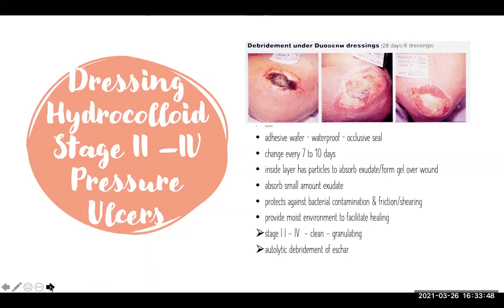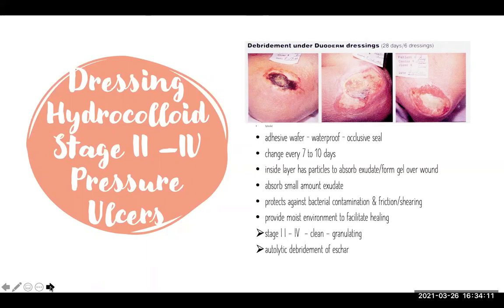So we want to leave the dressing on as long as we can to leave the wound bed undisturbed. We don't want to cause damage to the new fragile cells that are developing in that wound bed. The granulation tissue is very fragile. So we want to not manipulate that wound any more than we have to.